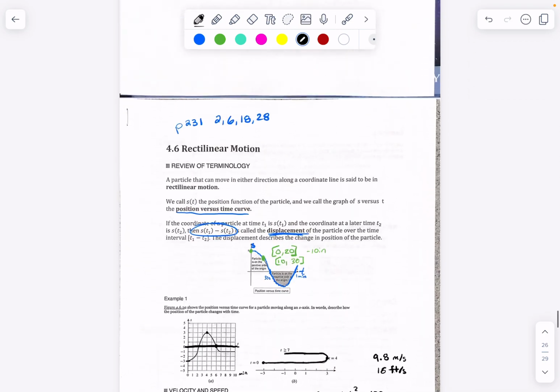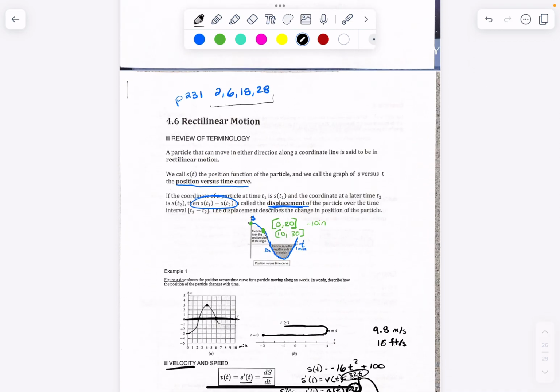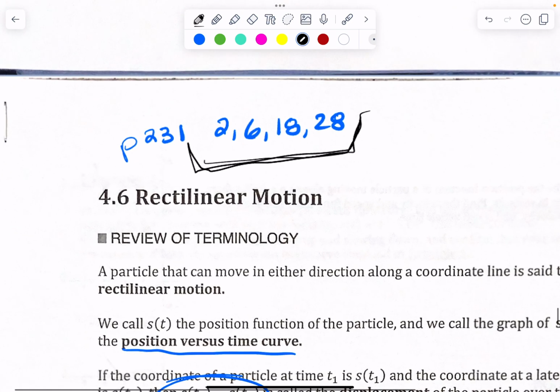If you want to start the homework, I'm going to give you time to work on these problems tomorrow. But 2, 6, 18, 28, that's what I'll have you guys work on tomorrow. You can work together if you want. But try to have those done for Thursday. Okay?